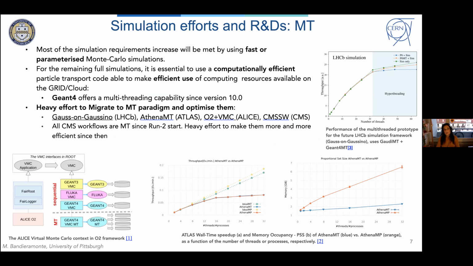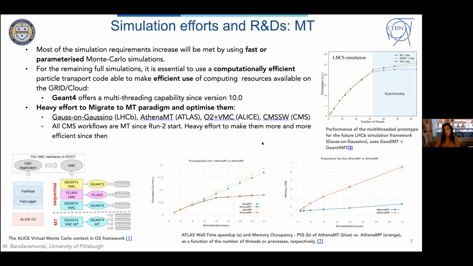So let's start with the computationally efficient use of modern computing architectures. This is very important for every experiment because they are pointing at fast simulation, but of course full simulation is still needed. And in this respect, Geant4, we know, offers a multi-threading capability since version 10, since many years. And there has been in recent years a heavy effort to migrate to a multi-threaded paradigm and optimize this kind of workflow in each experiment.